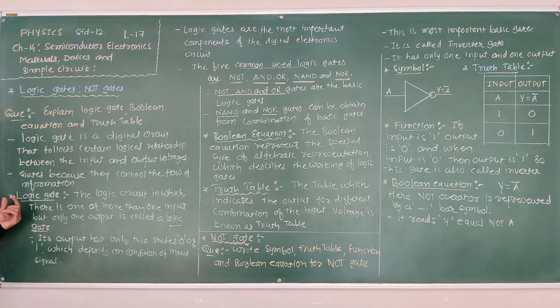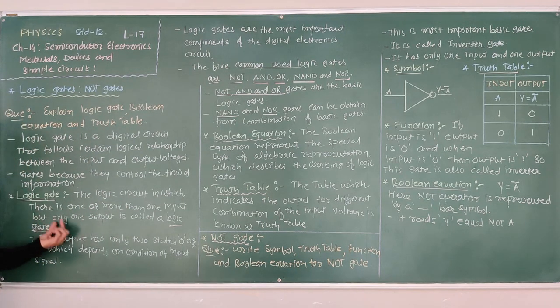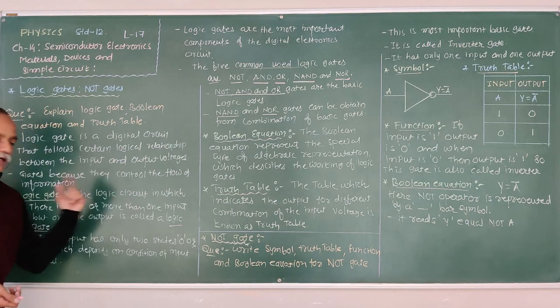Now, the definition of a logic gate: a logic circuit in which there are one or more inputs but only one output is called a logic gate.